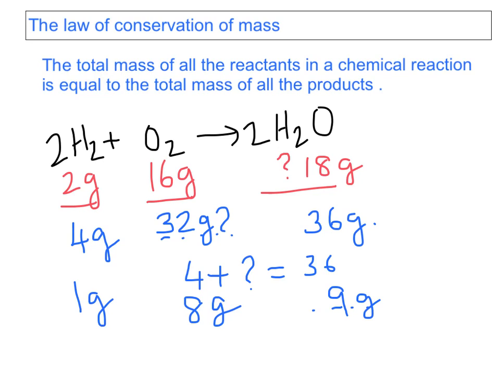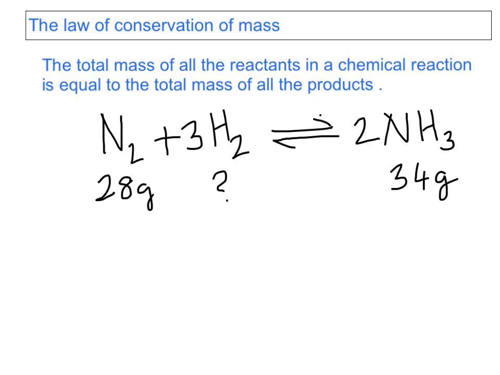So let's do another example of reacting masses. Let's have a look at this reaction here. Nitrogen reacting with hydrogen producing ammonia. We know the mass of nitrogen is 28 grams and the mass of ammonia produced is 34 grams. So the unknown quantity here you should be able to work out by applying the law of conservation of mass. Pause the video now to work it out for yourself and then check the answer once you're done.